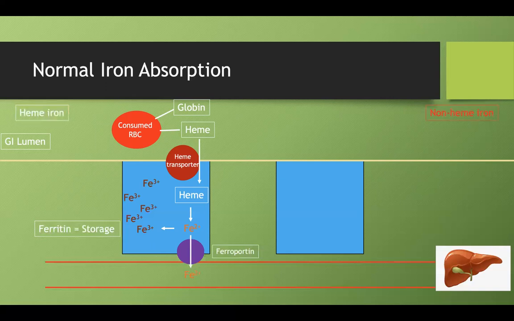Non-heme iron has a little bit different mechanism. This actually starts in this form, this Fe3+, which is called the ferric form, I should have mentioned. This cannot be absorbed so easily. You have to have it in the ferrous form, which is the Fe2+.